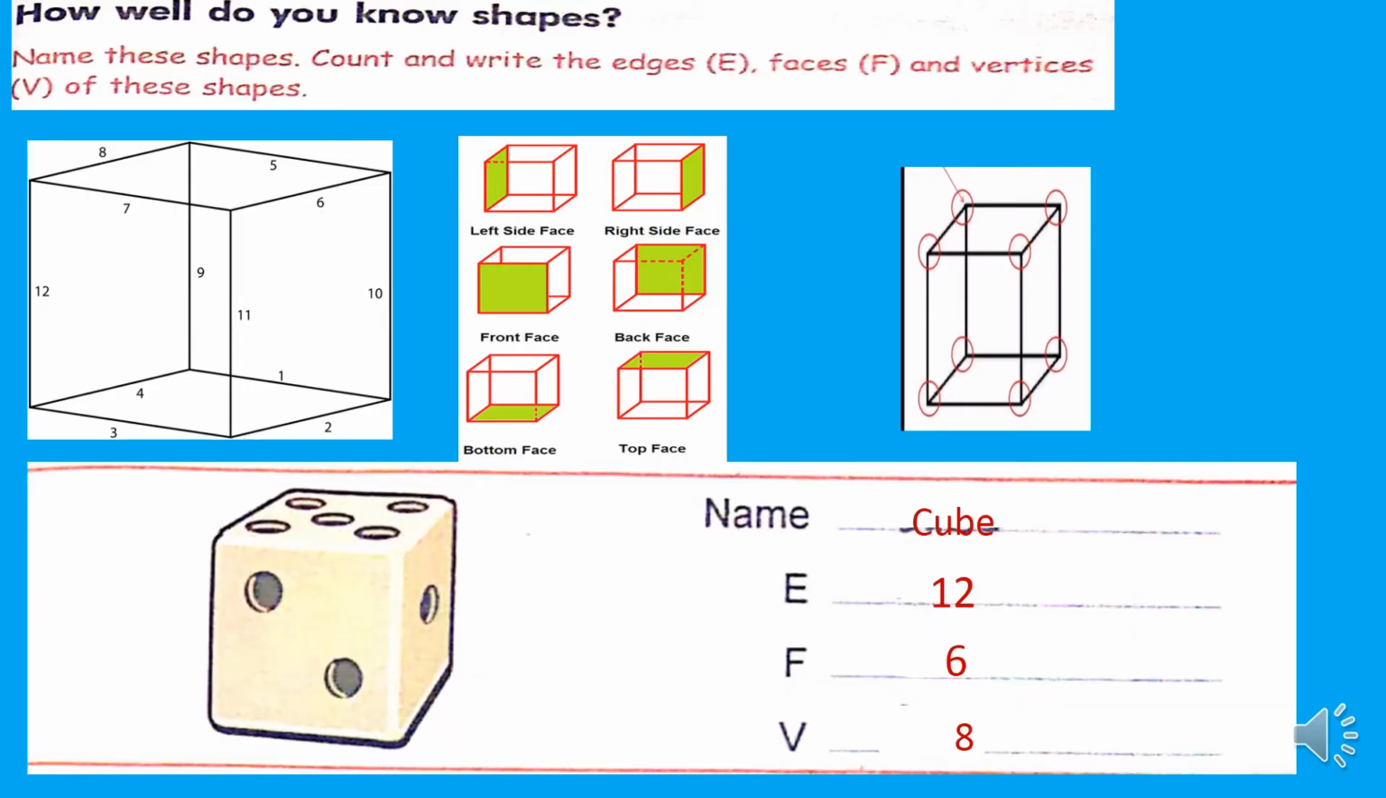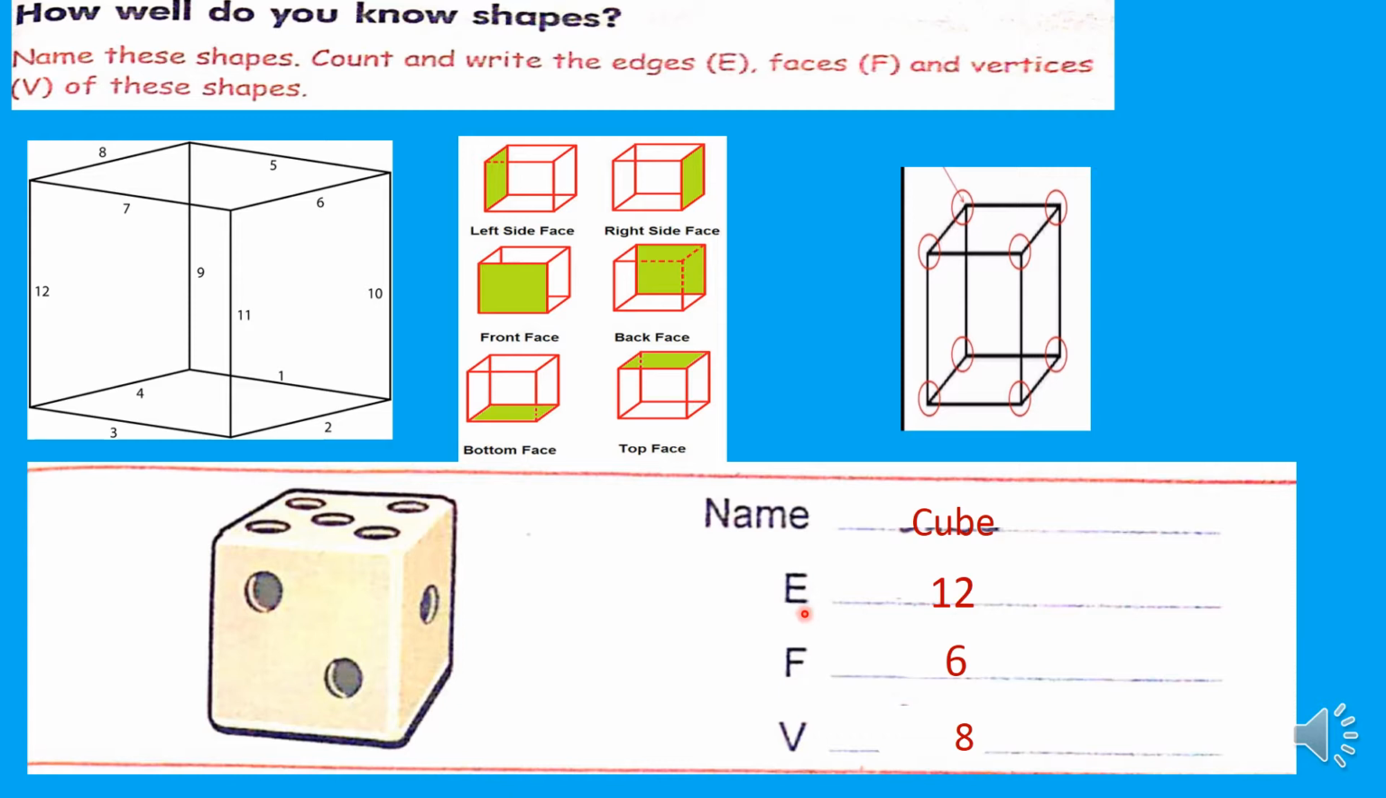Children, now see this question. Name the shapes, count and write the edges, faces, and vertices of these shapes. They have given some shapes. We have to write how many edges it has, how many faces it has, how many vertices it has. Okay. Now we'll count. What is the shape, children? This is a cube. That's why we are writing the name here. Cube. C-U-B-E, cube.